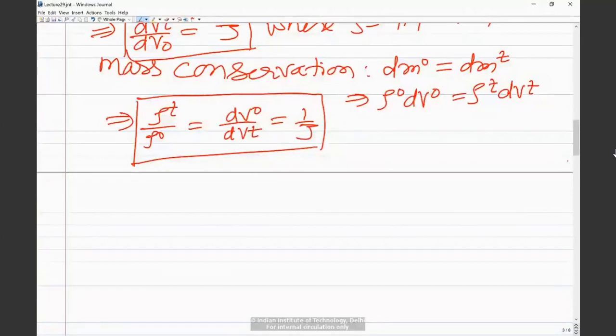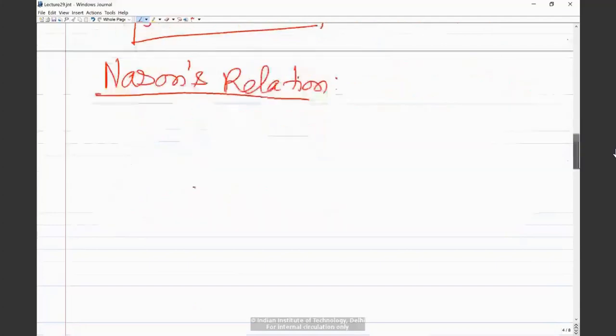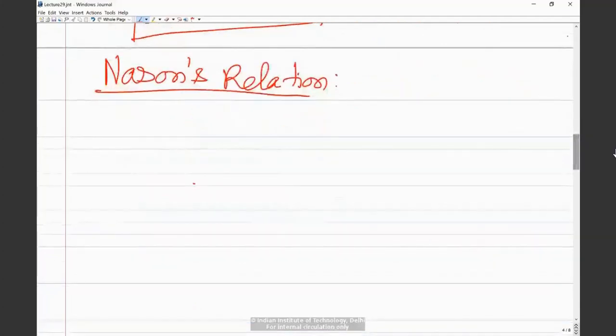So another relationship is in terms of area in the current and reference configuration. That is known as Nanson's relation. In this also, what we are doing is a slightly different approach, because we want to emphasize an arbitrary area with unit normal specified.